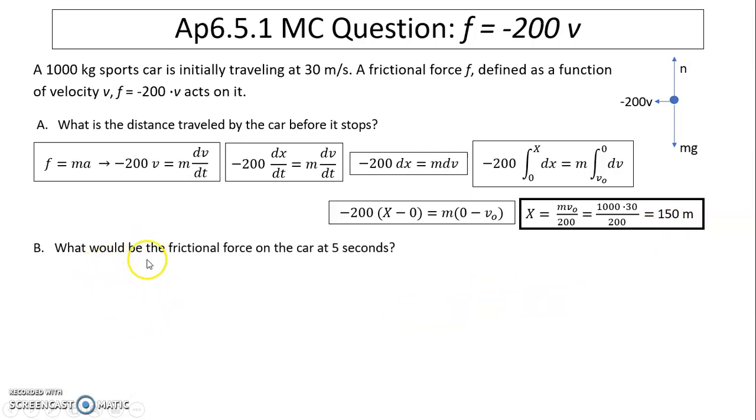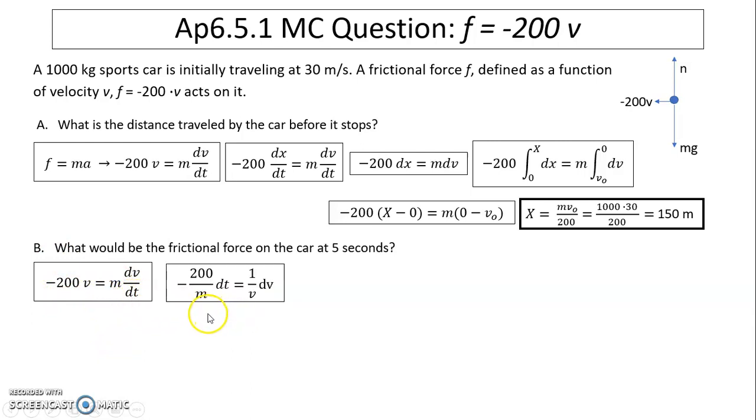Question number 2. What would be the frictional force on the car at 5 seconds? So in order to find frictional force, we have to find V at 5 seconds. So in this case, we have to use the first equation, V as a function of time. Since we know the time, we have to find V. So we need to rearrange this equation to find V as a function of t.